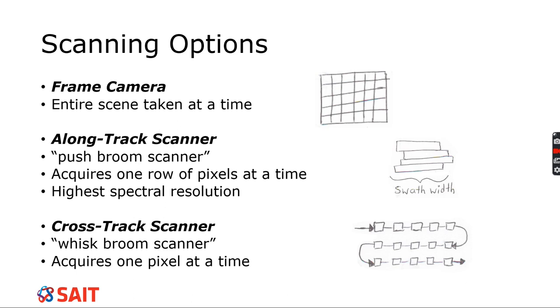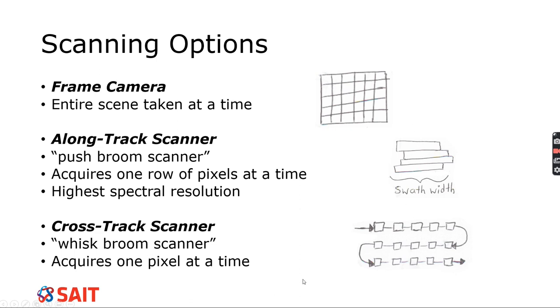Then we have something called an along-track scanner, which is known as a push broom scanner. You can imagine it looking just like a push broom. We have a long array at the bottom, and you push that broom across in one direction. There is no movement of your body other than your legs pushing it in that direction. That's what a push broom scanner is doing as it's collecting data. It picks up an entire swath width of pixels at a time. So we get a full row of the entire frame, like in a frame camera. It has the highest spectral resolution as we collect data.